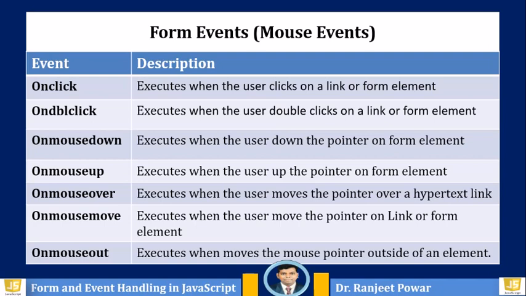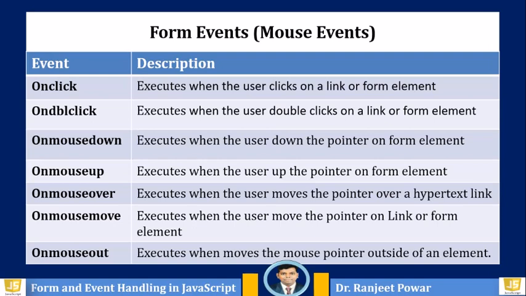The next is the mouse down event. It executes when the mouse button is clicked but not released while the mouse cursor is over an element. You can handle a mouse down event with the onMouseDown event handler. The mouse up event executes when the mouse button is released while the mouse cursor is over the element. You can handle a mouse up event with the onMouseUp event handler.